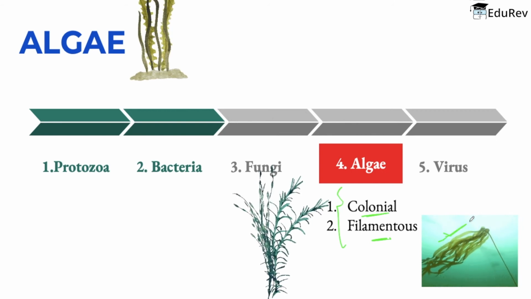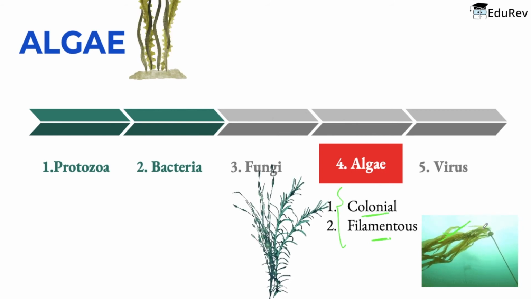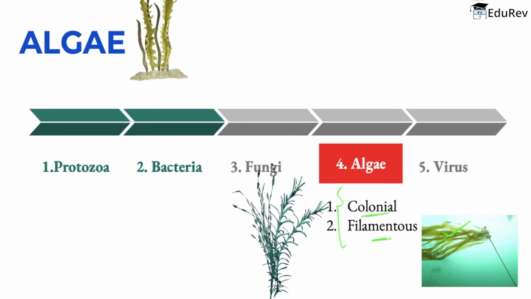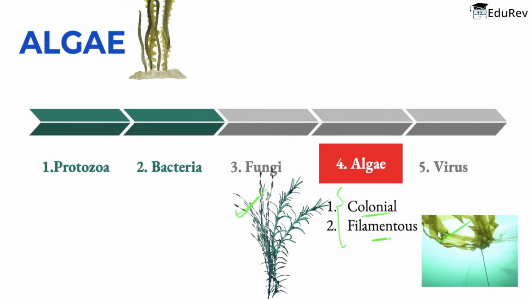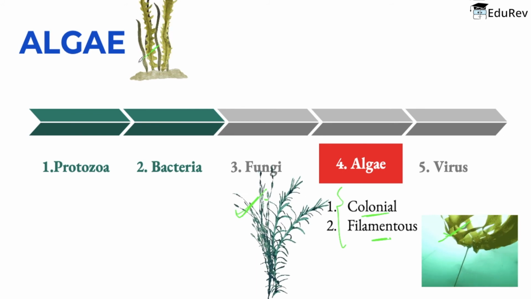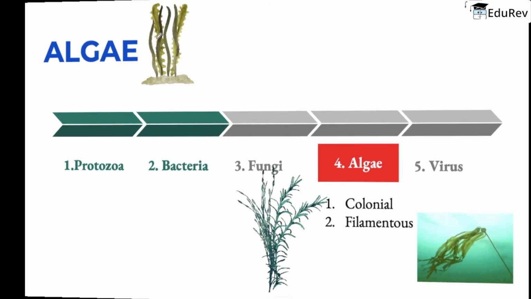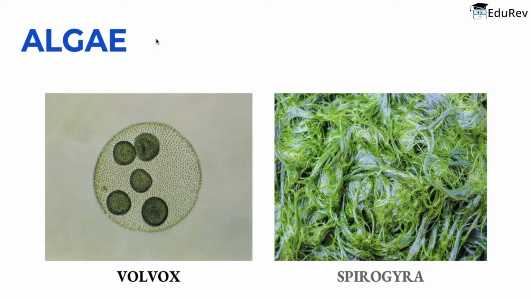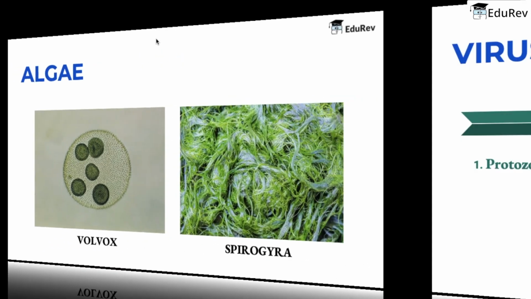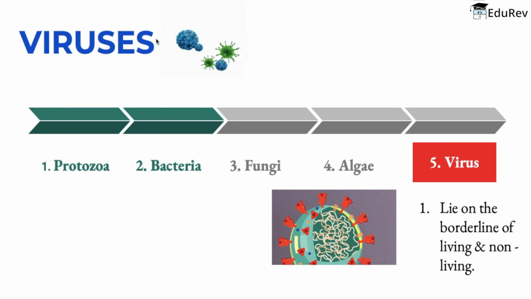You can see in this diagram as well that they survive in colonies. There are so many of them and they are filamentous in nature. Even in this diagram, you can see that they are filamentous in nature, and even in this as well. So now let's move forward and see examples of algae. Number one is Volvox and number two is Spirogyra. Great. Now let's move further and study about viruses.